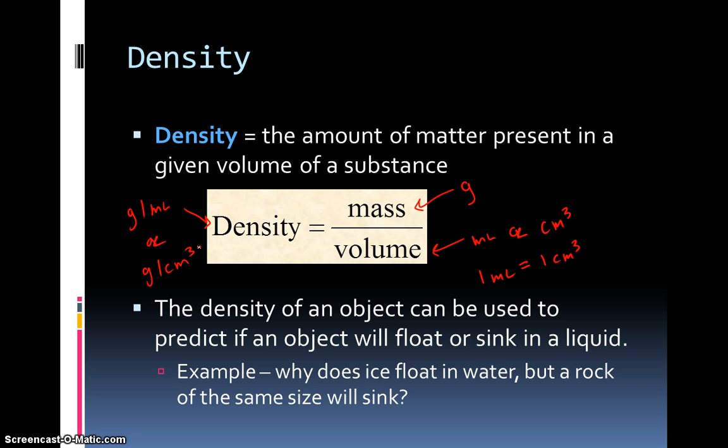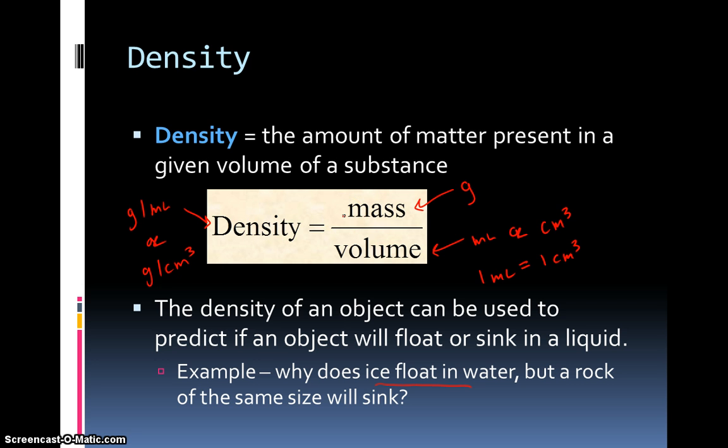When we're talking about density, we do a lot of math applications, but we also do some conceptual applications with density as well. What we can use density to determine is whether an object will float or sink in a given liquid. So for example, we all know in the winter that ice floats on water, but if I take a rock that has the exact same size as that ice, it's going to sink to the bottom. The reason that it sinks all comes down to density.